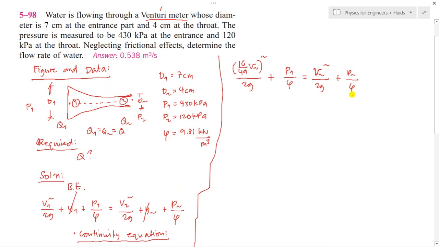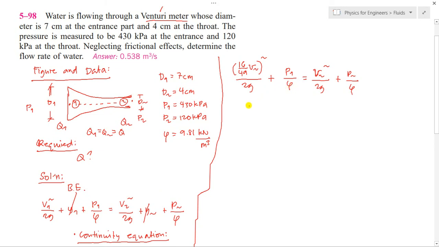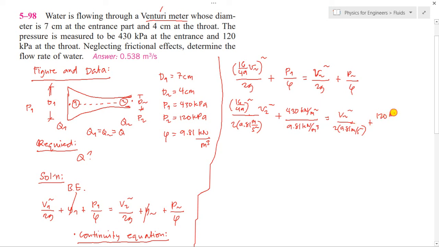Then plug in the values. Here we will let V2 squared stay as is. This one has (16/49) squared all over 2 times 9.81 meter per second squared, plus P1 is 430 kilonewton per meter squared divided by specific weight 9.81 kilonewton per cubic meter, equal to V2 squared over 2 times 9.81 meter per second squared, plus here 120 kilopascal, which is kilonewton per meter squared, over 9.81 kilonewton per cubic meter.